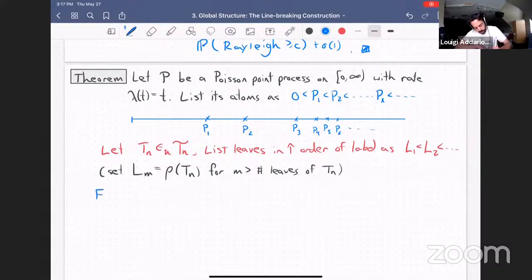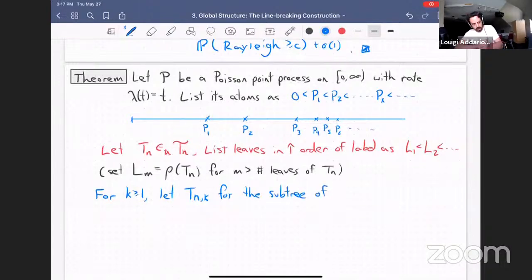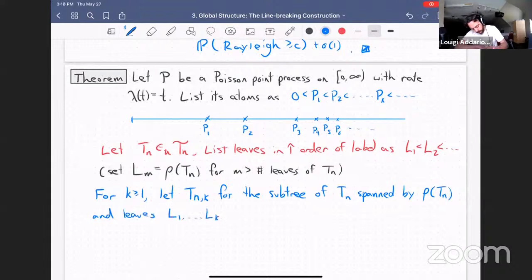Okay, and now, so for K at least one, write TNK for the subtree of Tn spanned by the root of Tn and the leaves L1 up to Lk. Okay, so this is a tree that we already saw.